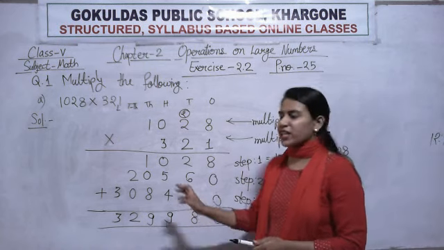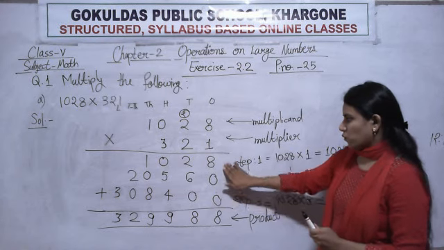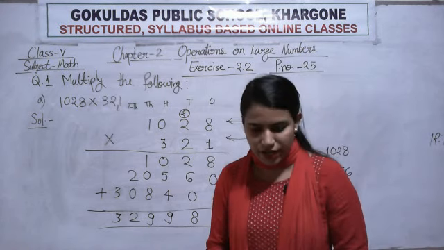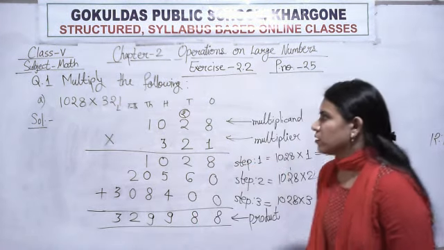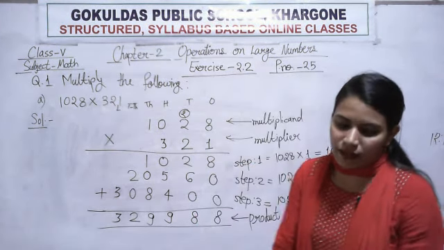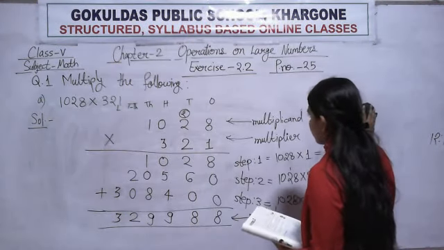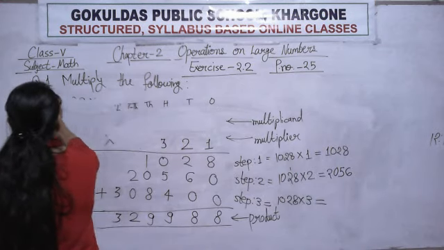If we multiply any number by a 4-digit number, then the number of steps will be 4 in that question. Okay, it is our first question. Now let us solve part B.